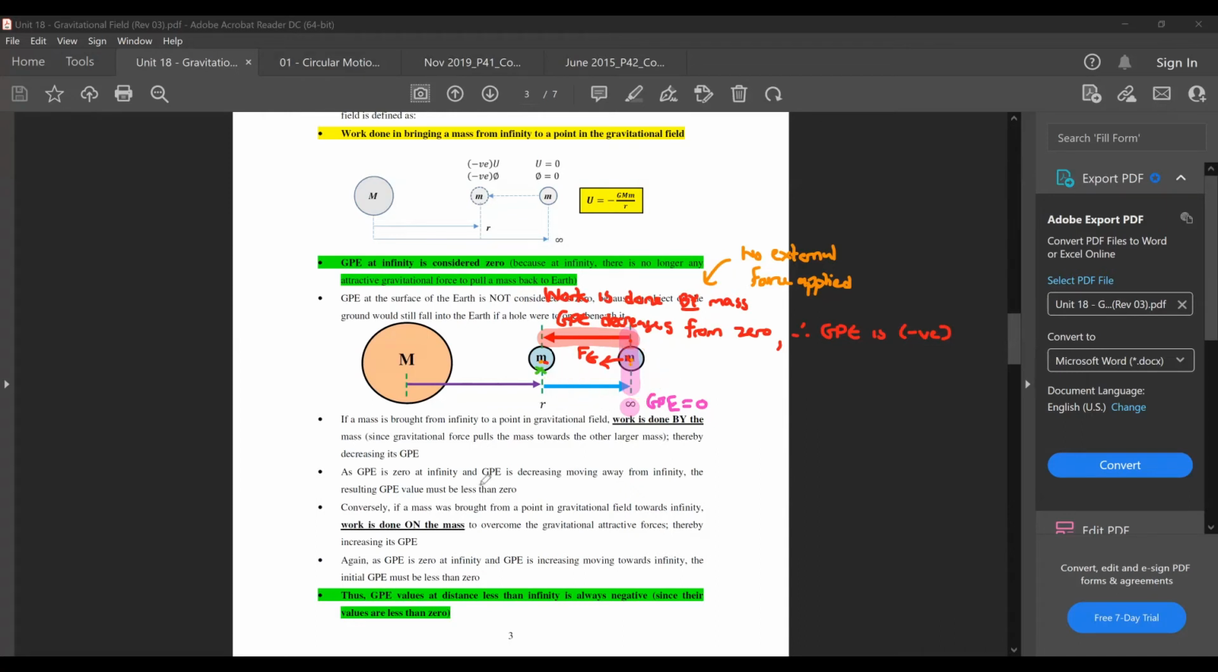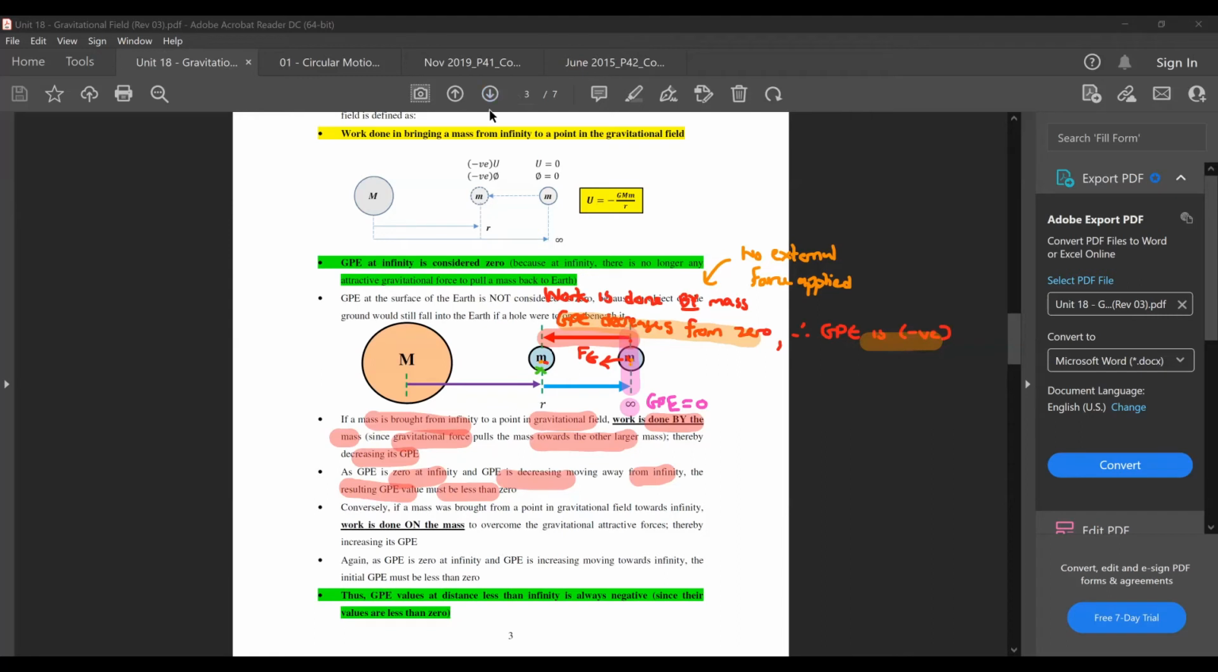Let me explain it over here. If a mass is brought from infinity to a point in a gravitational field, work is done by the mass, since the gravitational force pulls the mass towards the other larger mass, thereby decreasing its GPE. And since GPE is 0 at infinity and GPE is decreasing, moving away from infinity, the resulting GPE value must be less than 0. In other words, GPE is decreasing from 0, so your GPE must be negative. GPE value must always be negative.